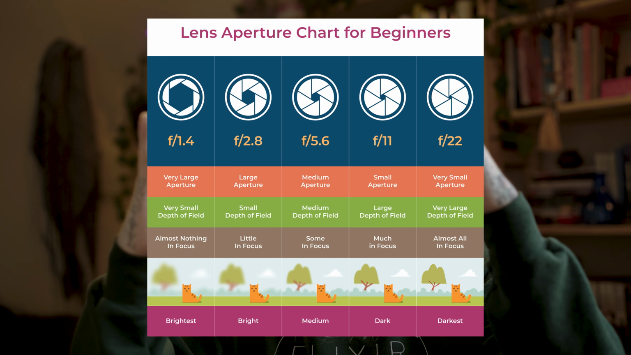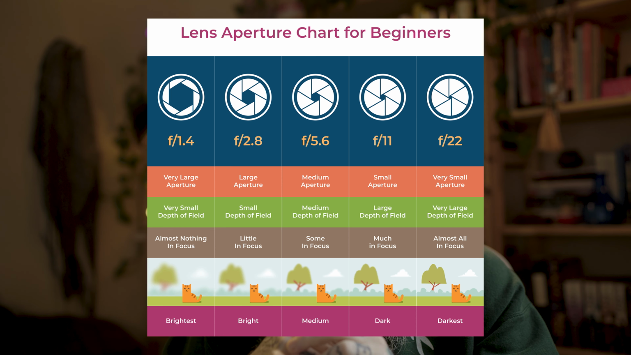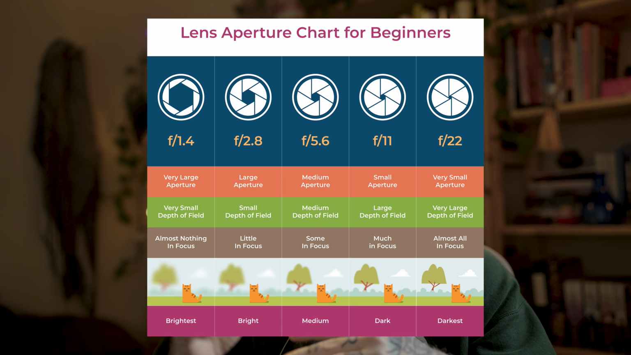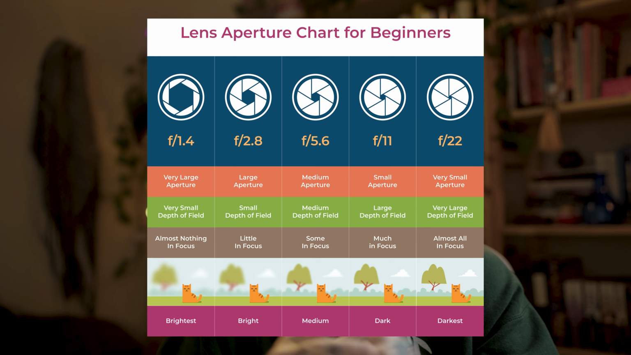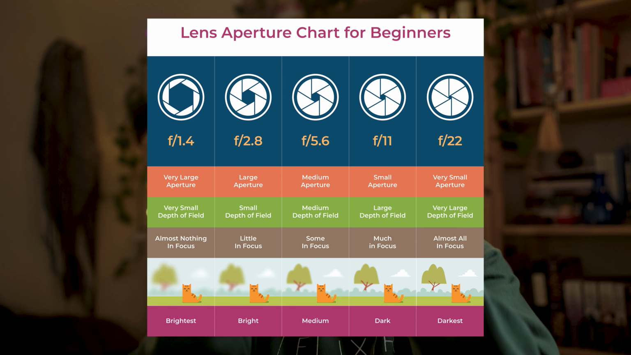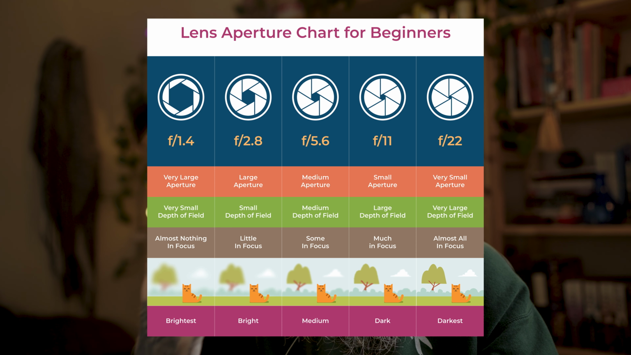So basically, to sum things up, I know that I just threw a lot of scary technical stuff at you, but the lower the number, 1.4, 2.8, you're going to let more light in. It's going to be a bigger pupil. And the higher the number, f16, f8, f22, you're going to have a constricted pupil and you're going to let a lot less light in.